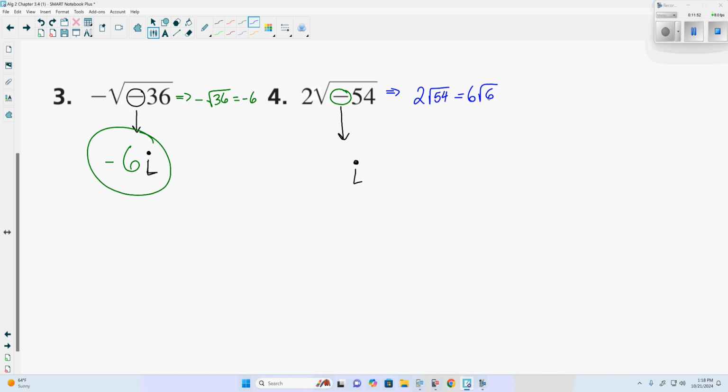Because it gives us what we need to find our answer. Because if it was just 2 square root of 54, the answer would be 6 square root of 6. So with 2 square root of negative 54, our answer is actually what? 6i square root of 6, because that negative comes out as i. Questions on this here? You got it? Just working with them a little bit does make it a little bit nicer.